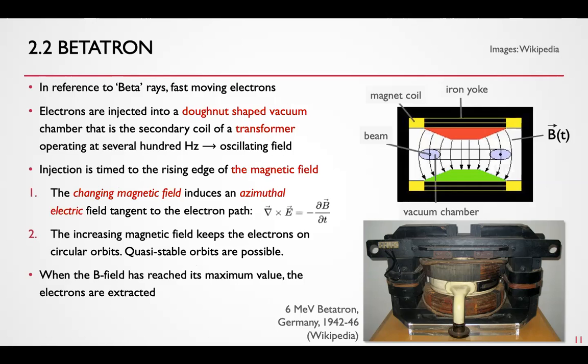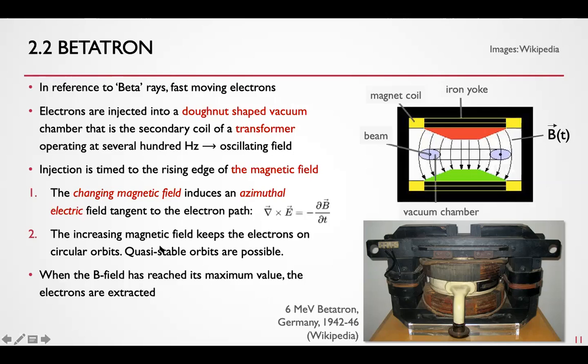What happens now? You inject when the B field is low, and the B field rises. Because the B field rises, from Maxwell equation, you get a curl on the electric field. A curl on the electric field means that the electron has an electric field that's in the azimuthal plane and accelerates that electron all the time. So one exploits the varying B field to have the electron accelerating on the circular orbit it takes in the betatron.